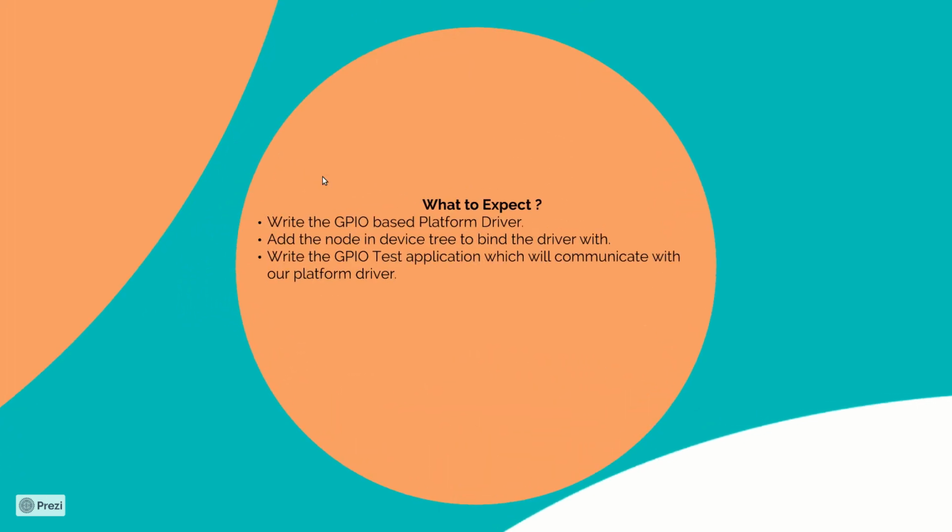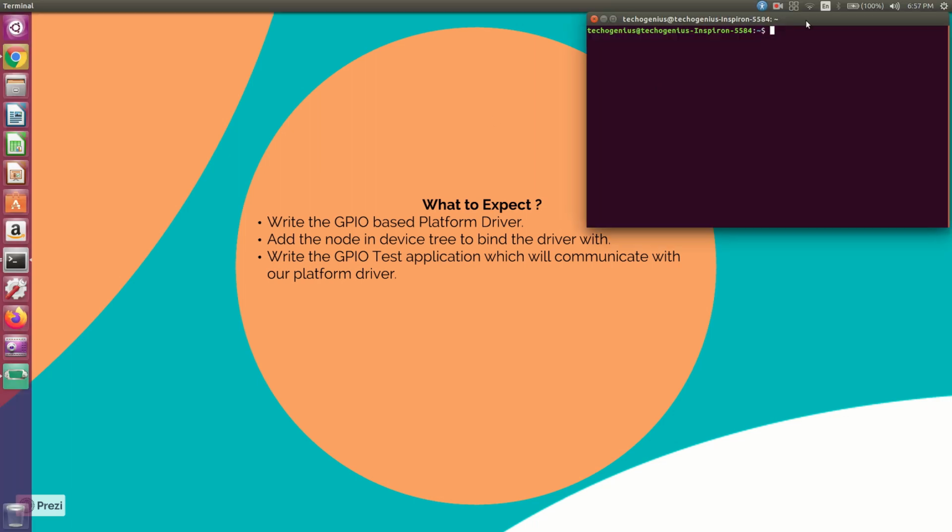Now, what to expect? We'll directly jump to the GPIO based platform driver. We will write a GPIO based LED driver, and along with that we will add the node in the device tree to bind the driver, and we will write a GPIO test application which will communicate with our platform driver. Okay, so can we just go and open the terminal?